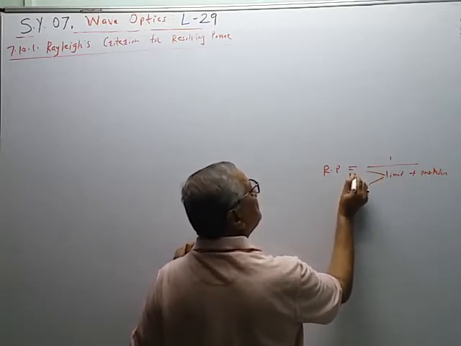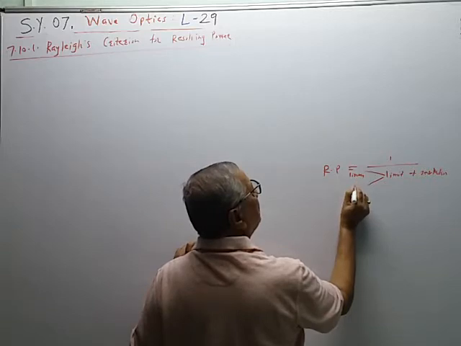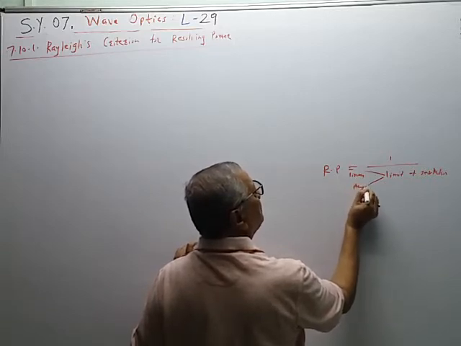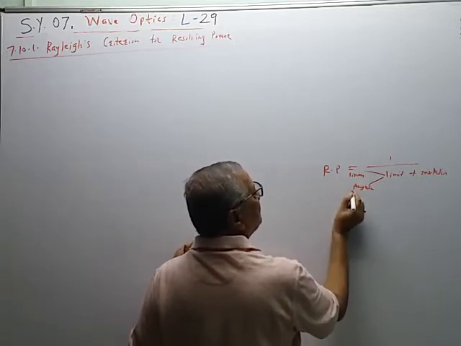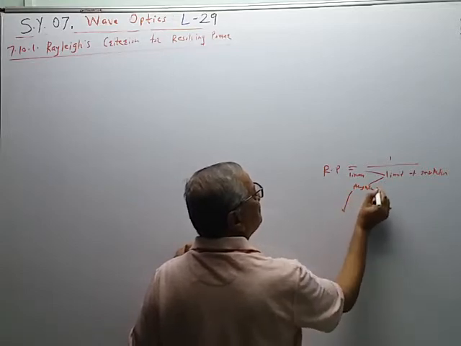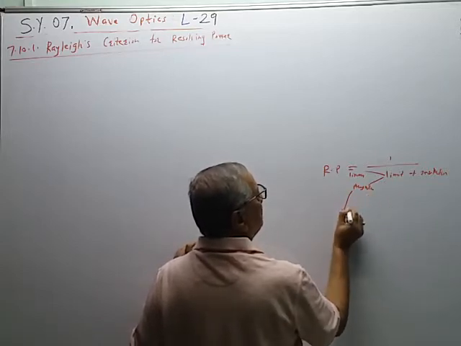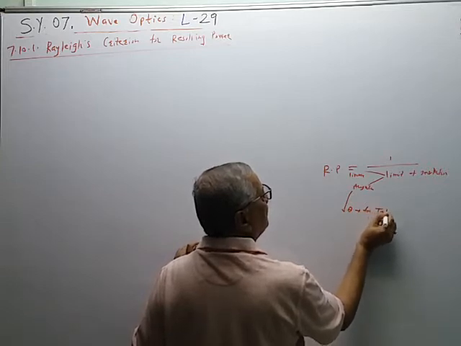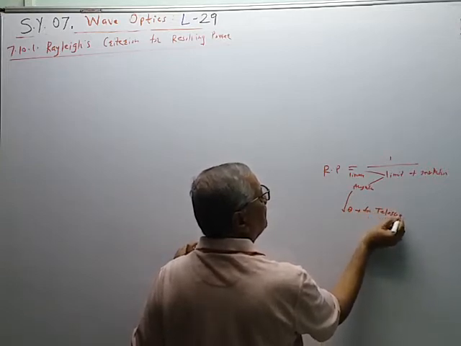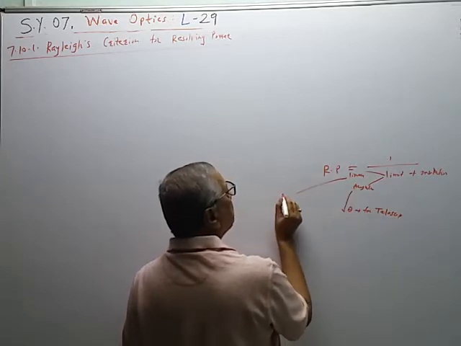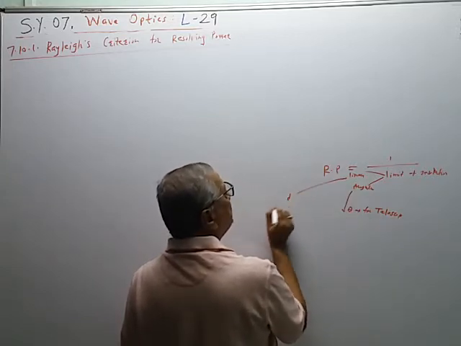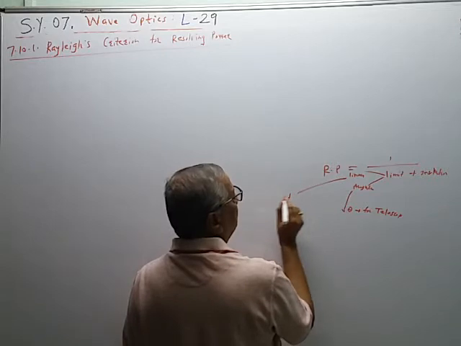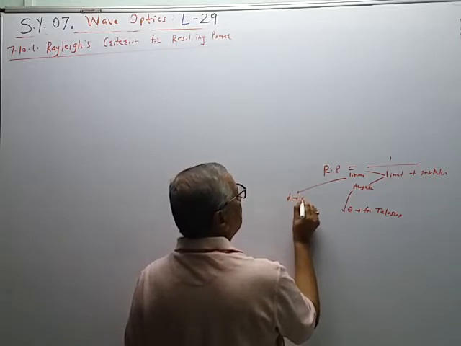One is linear and the other is angular. This angular limit of resolution, this term theta, is used for the telescope, and this linear limit of resolution, denoted by distance d, is used in the microscope.